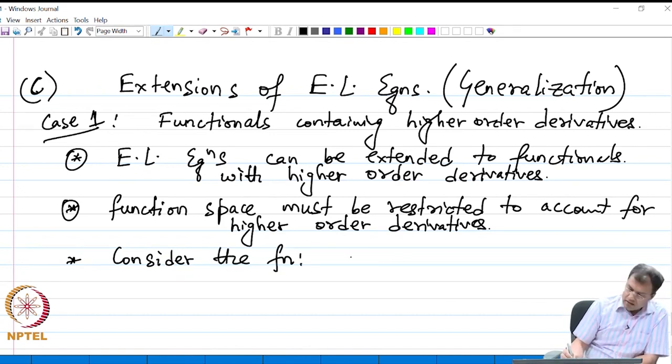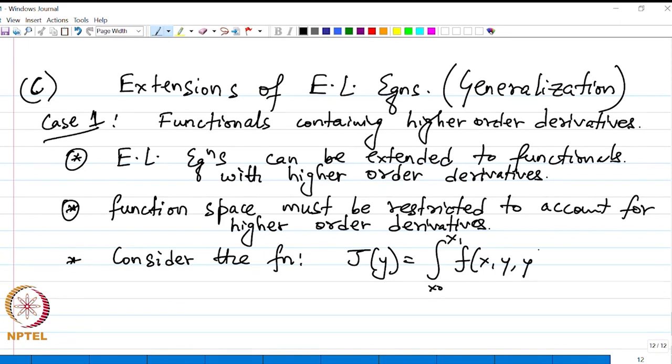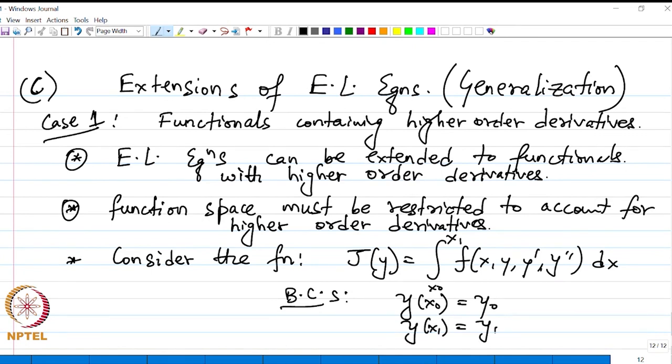Let us now consider the functional of the form J(y), the simplest possible example in this category. J(y) is the integral from x0 to x1 of f of x comma y comma y prime comma y double prime. So, we have now a function containing derivatives up to second order. The moment we introduce extremals having continuous derivatives up to second order, we have to provide an extra set of boundary conditions. That is, now my boundary conditions are as follows. My fixed point boundary conditions are y of x0 is y0, y at x1 is y1, and y prime at x0 is y prime 0, and y prime at x1 is y prime 1.